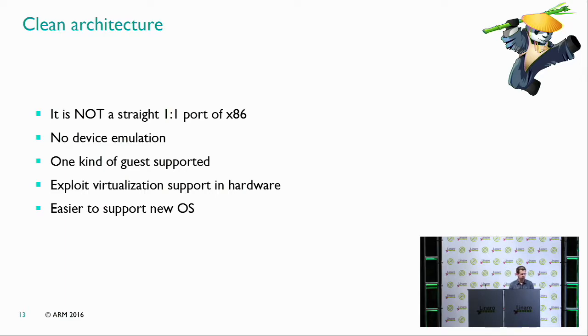So there is no device emulation. We only support one kind of guest, whereas in the case of x86, we support 5 different guests. And we exploit as much as possible the virtualization support, like I said, timer, generic GIC and MMU. And the last thing is, if you want to add support for a new OS, booting your OS as a guest on Xen, it's much easier. There are few things to add, like PV drivers. Otherwise, we use much of the boot path of Linux running on bare metal.